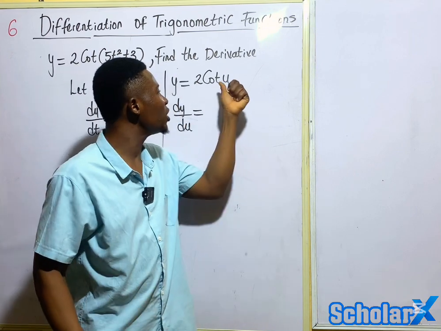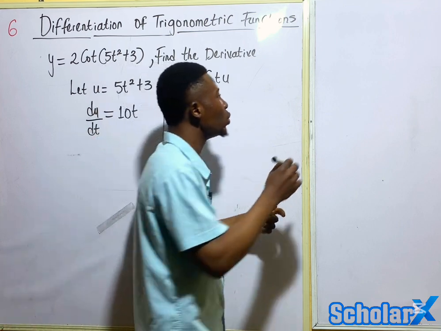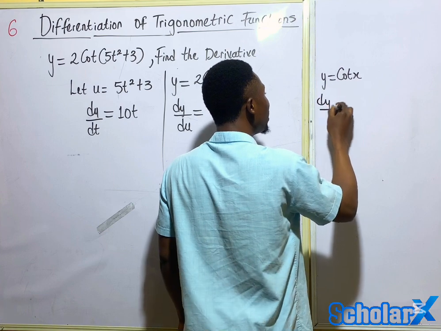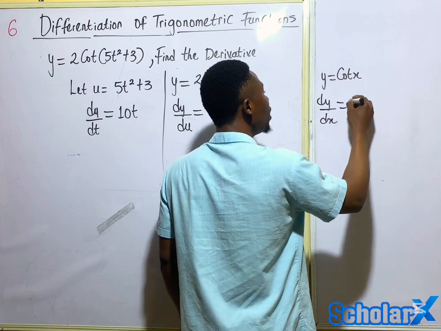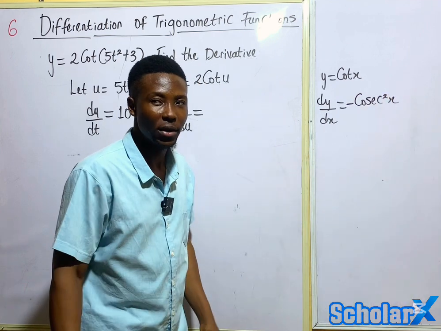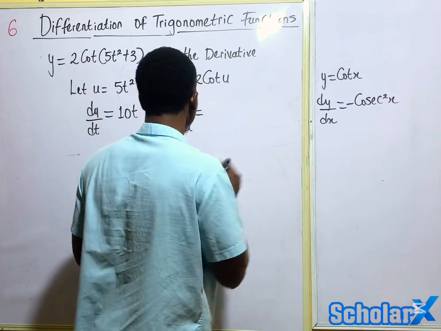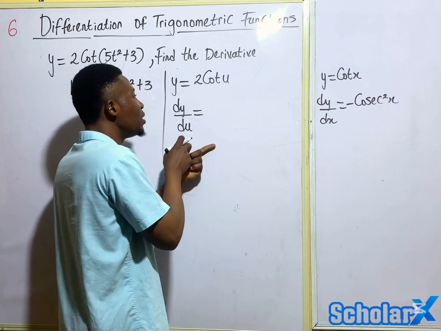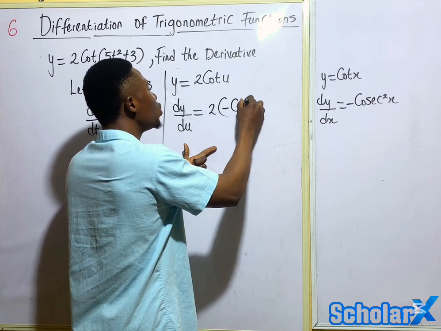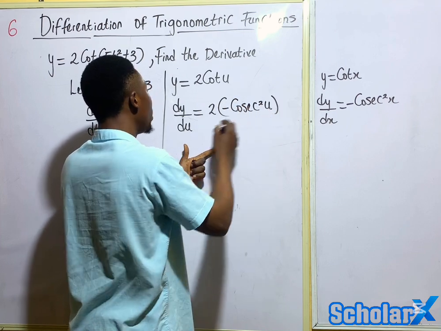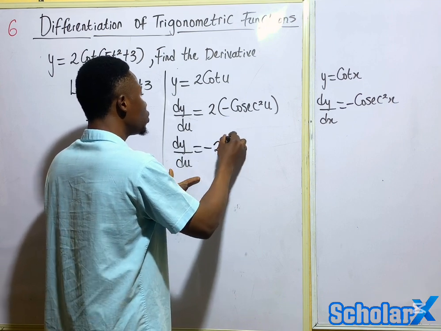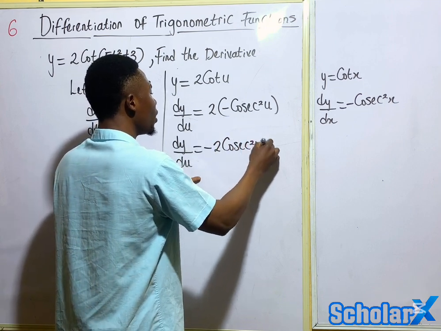Now, if we differentiate cot u, what are we going to get? I need you to know that if you are given a function y is equal to cot x, then dy/dx, that means if you differentiate the function cot x, you're going to have minus cosec² x. So now that you know that, finding dy/du here, we're going to have 2 into bracket, differentiating cot u, we're going to have minus cosec² u. And then finally, your dy/du is equal to, this multiplies this, gives us minus 2 cosec² u.